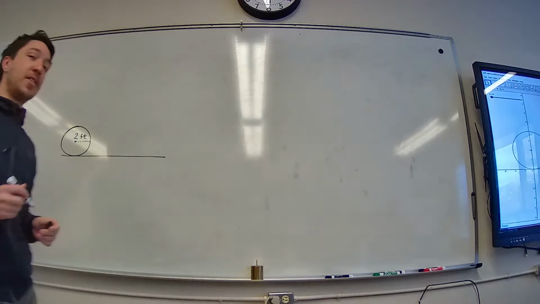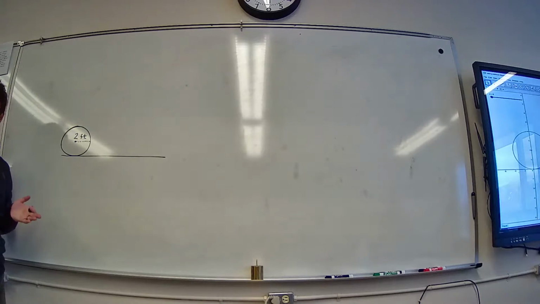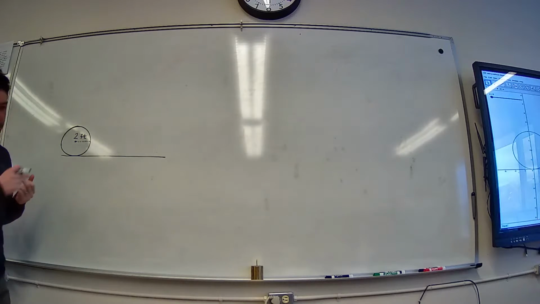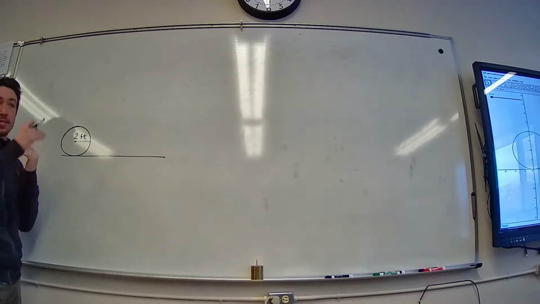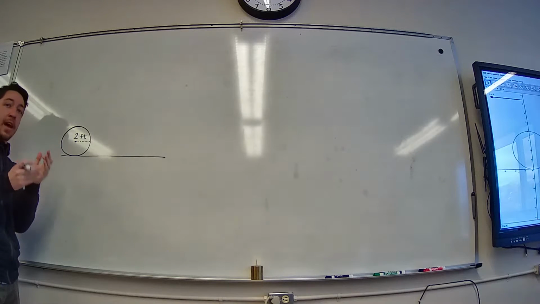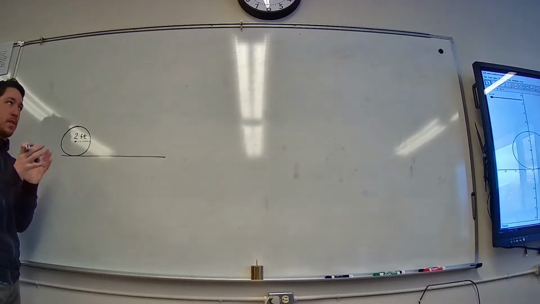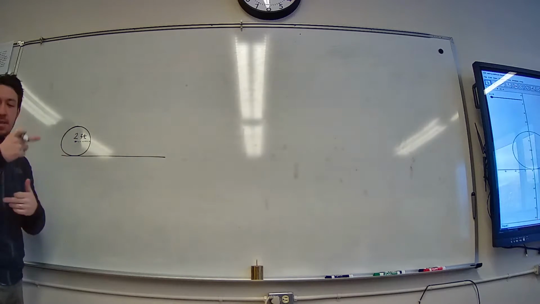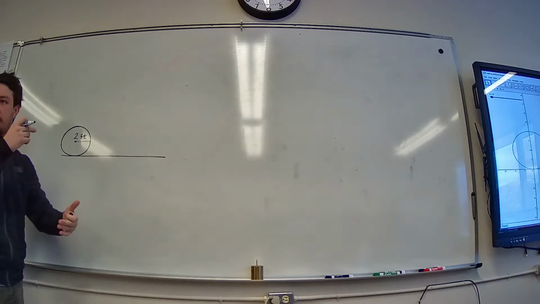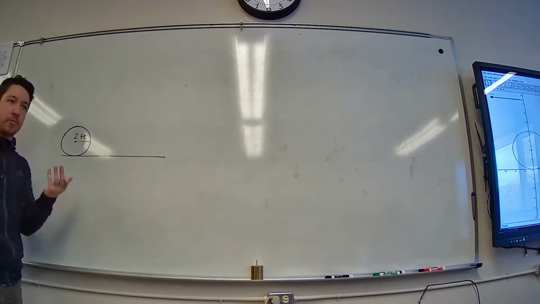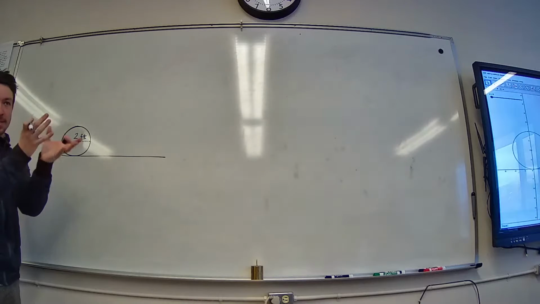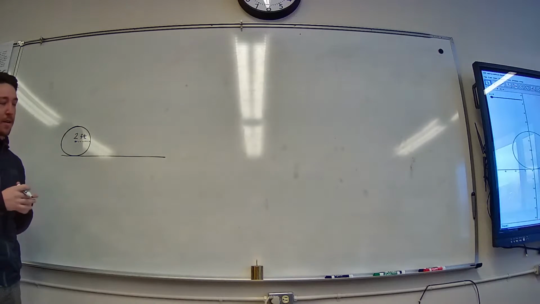So the answer is 4 pi feet. Because when you roll, assuming you're not slipping, we're not going to cover that this year. Every time we're talking about rolling, assume the thing rolls smoothly. Because if it slips, like when you roll a bowling ball and it slips and slides as it's rolling, that's extremely complicated to analyze.